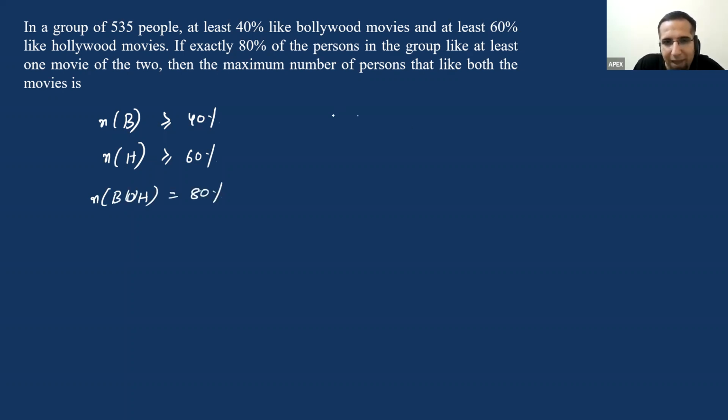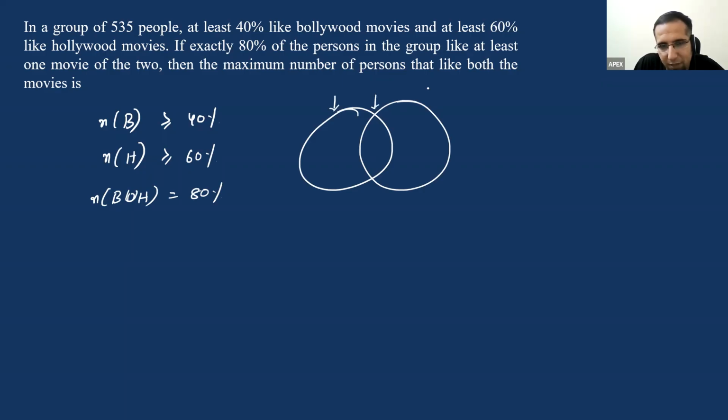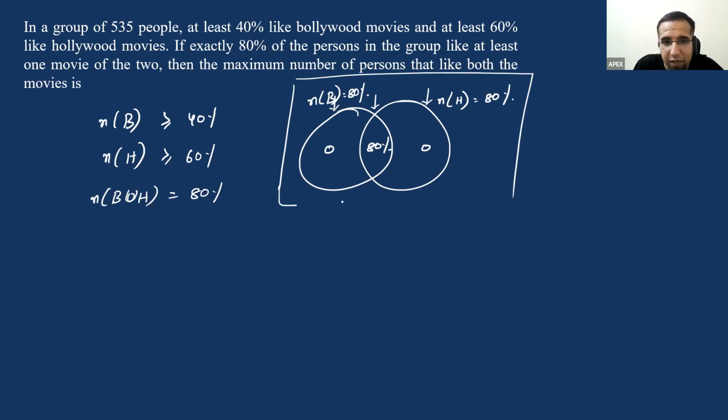Now, I want to maximize both. So since B union H, that means this plus this is equal to 80%. Okay. And if I want to maximize, you can see that n of B is greater than or equal to 40. Let me take 80% as the value of n of B very smartly. And let me take 80% as the value of n of H smartly. And I'm assuming that all these 80% like both. This is 0, this is 0. And we are satisfying the condition that B union H is also equal to 80%. Clear? If that is being held, this is the maximum possible value.